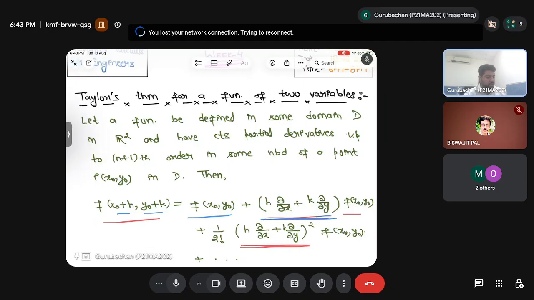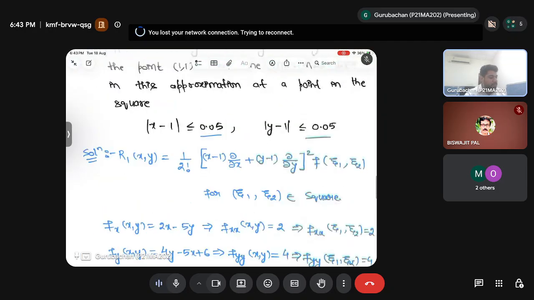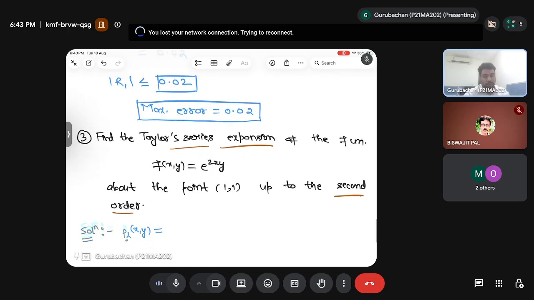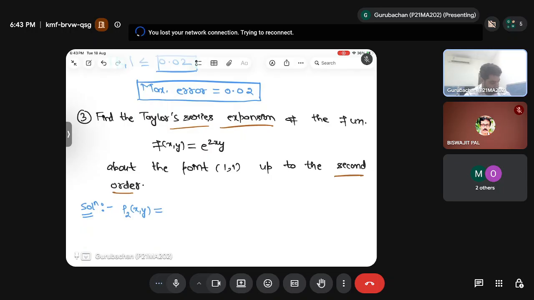Okay, so here if you will observe that in the question we wrote we need to find the Taylor series expansion up to some order. We have fixed it, so that means we are talking about some polynomial. So what was your answer?